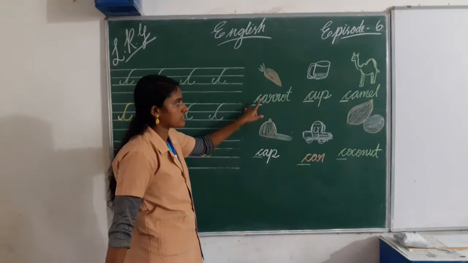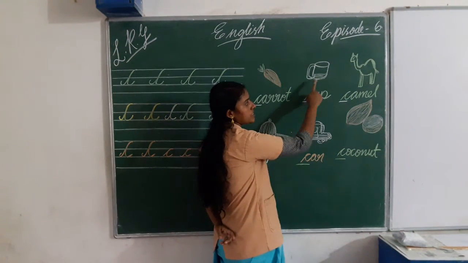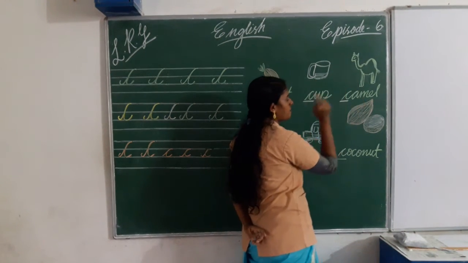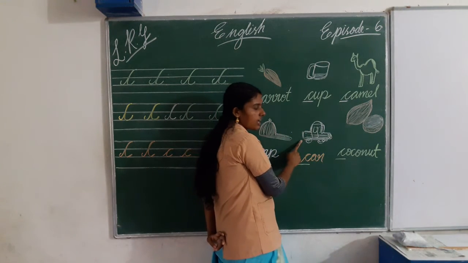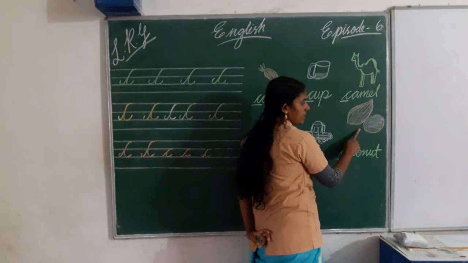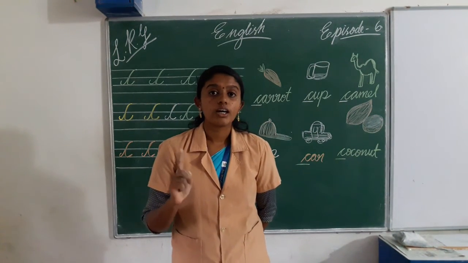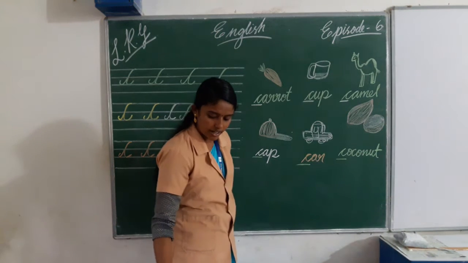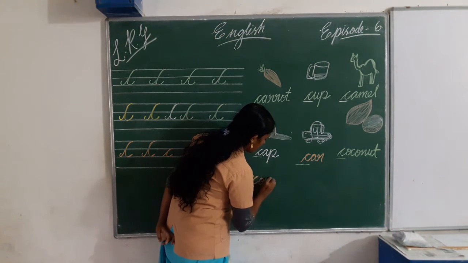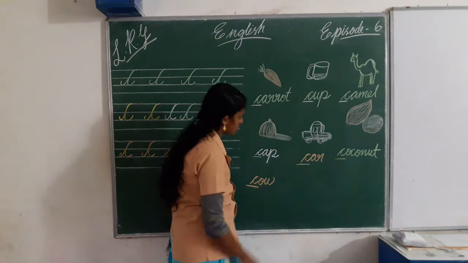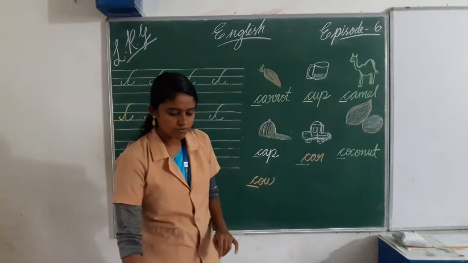C for carrot. C for cup. C for camel. C for cat. C for car. C for coconut. Next word, C for cow. C-O-W. Cow. Another word.